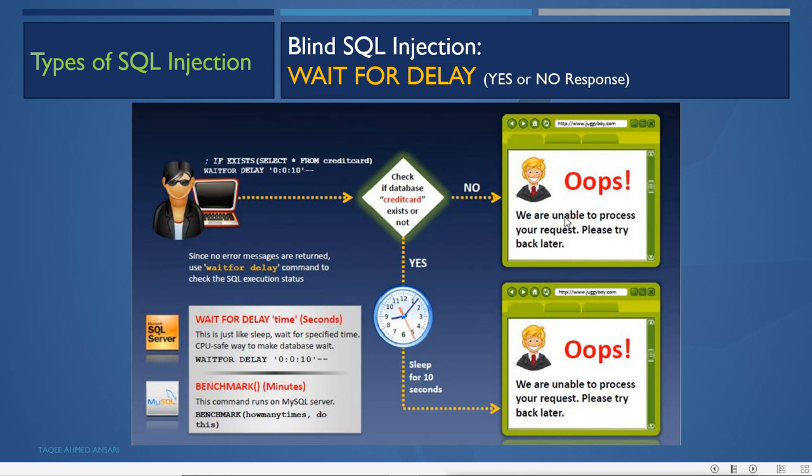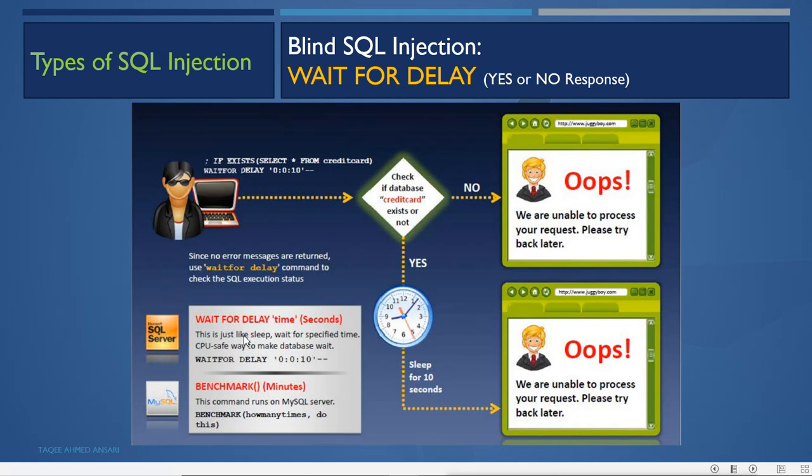If the table is not there, it will run directly and you will see the error directly. And if the table is there, what happens? It will sleep for 10 seconds and then give the error. The error will be the same because it is a custom page. Now wait for delay takes a time in seconds. This is just like a sleep, waiting for the specified time. This is the command.